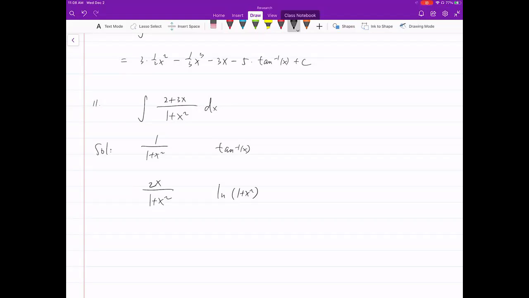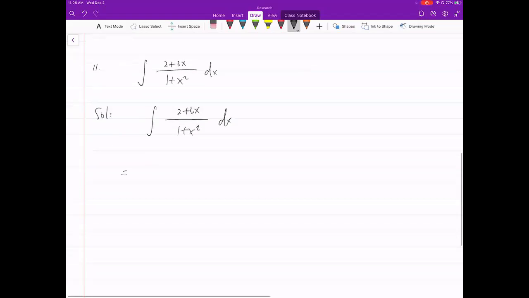Okay, these are the 2 possibilities that can produce a 1 plus x squared on the bottom. Which one do you need? You need both. Because not only do you have an x here, you also have a constant here. And you're not so lucky that these 2 constants just happen to cancel each other. So you need both. All right. With that in mind, I want to take this one and rewrite it into the 2 things that I know: 1 over 1 plus x squared and 2x over 1 plus x squared.